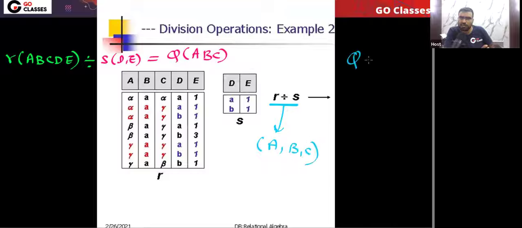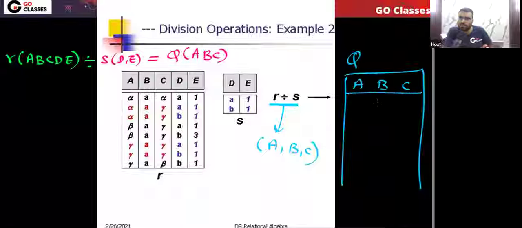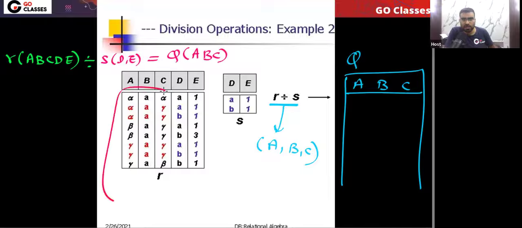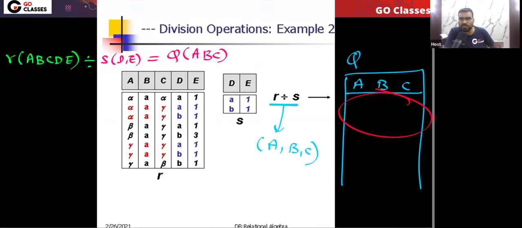So remember, in the result, you will have these three: A, B, C. Those ABC which pair with every S dot DE, those which pair with every S value. Yes or no? So tell me, what about alpha A alpha? Will it come? Alpha A alpha is only pairing with A1, so alpha A alpha will not come.